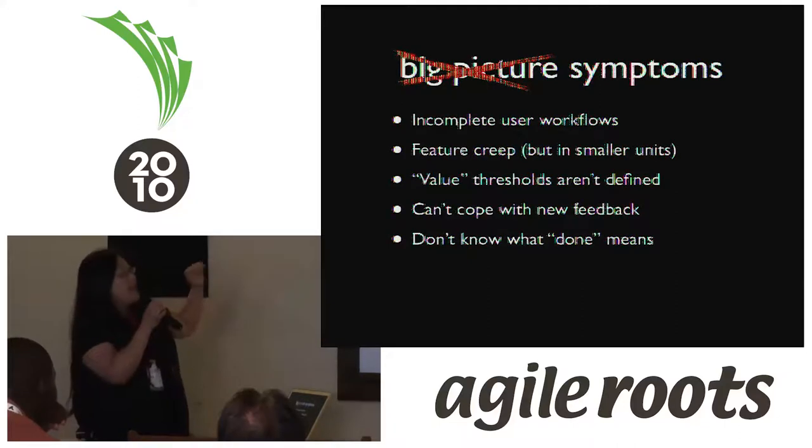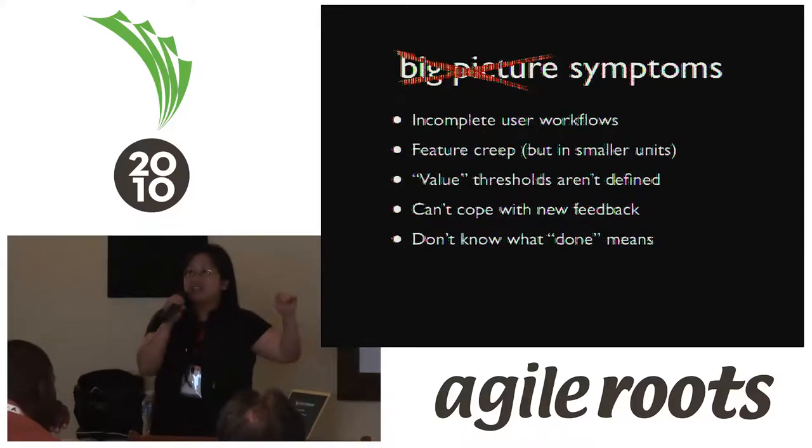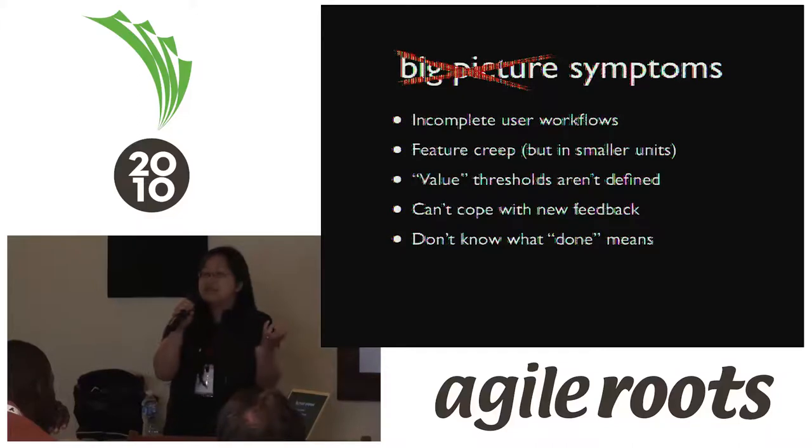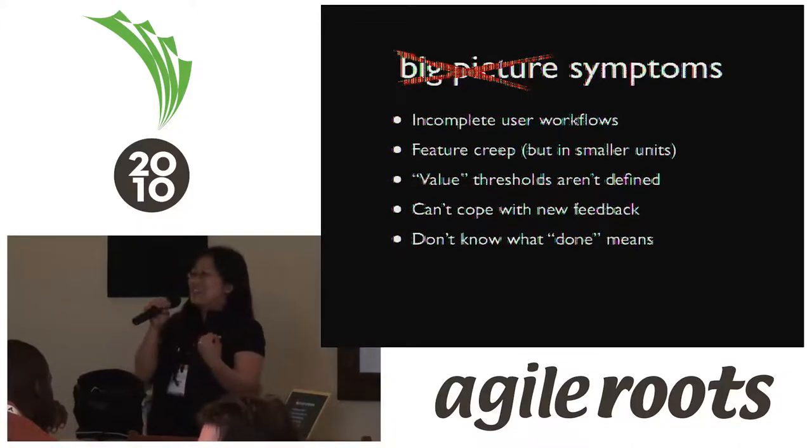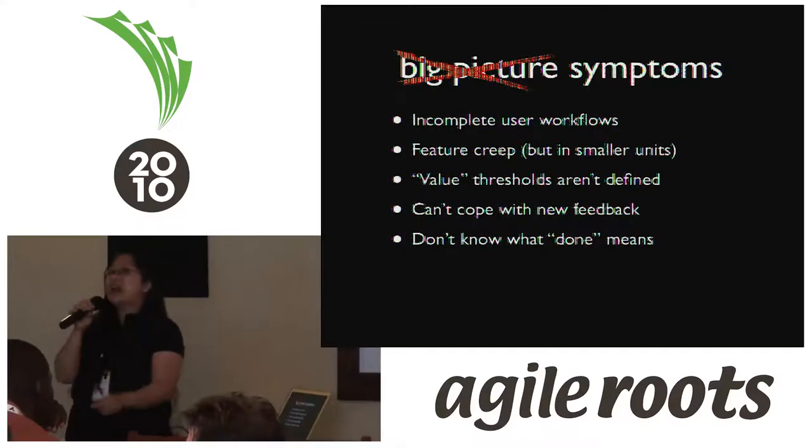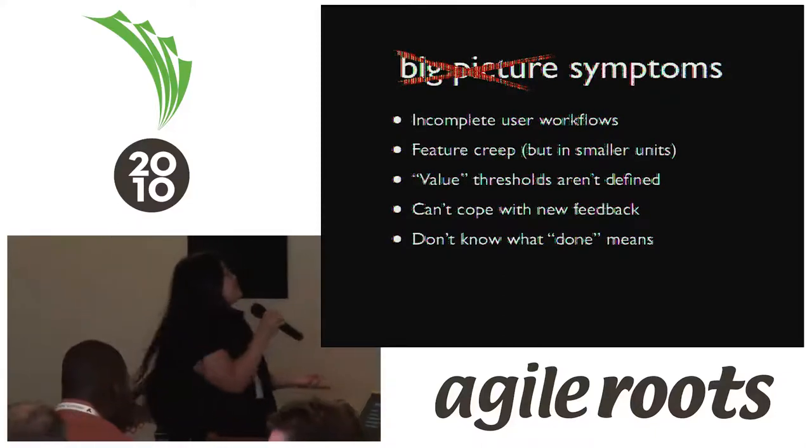And then what I describe is value thresholds are not defined, right? It's sort of like, what's the minimum stuff you have to have together to have something that is of value to your users?